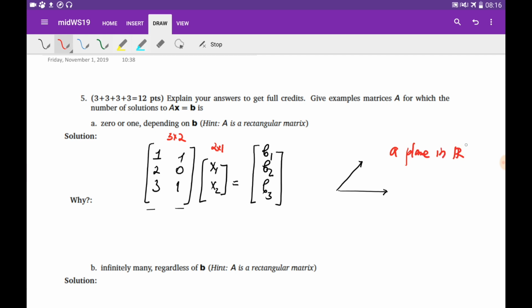in R3, right? So if this vector B is on this plane, then you can find this vector B and the solution is going to be unique. You can find only one combination which is going to give you this vector. But if this vector B is outside this plane in R3, because there are many other planes in R3, then the system has no solution. So this is an example of the case where the system Ax is equal to B has either 0 solution if the B is not in the plane, or 1 solution if the B is in the plane in R3.